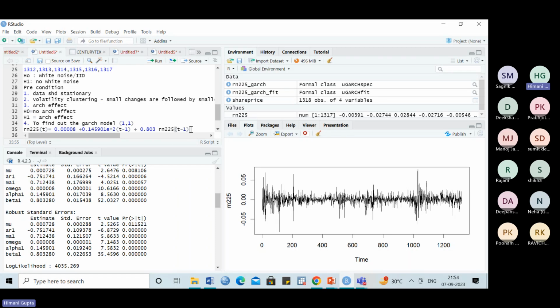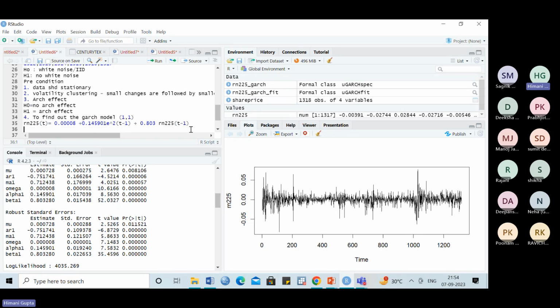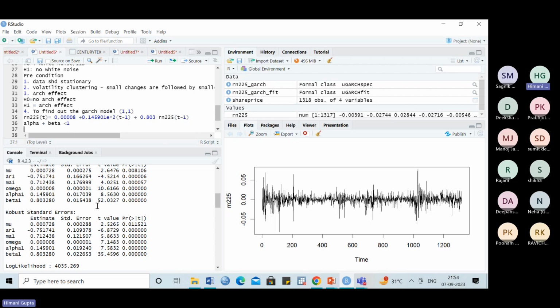And the next condition that you have to see is that your alpha plus beta should always be less than 1. It should not be more than 1. So you have to check this condition, your alpha plus beta. Whatever your alpha and whatever your beta is, the sum should be less than 1. Now you can check it over here.